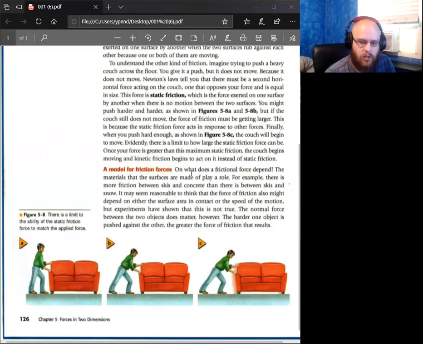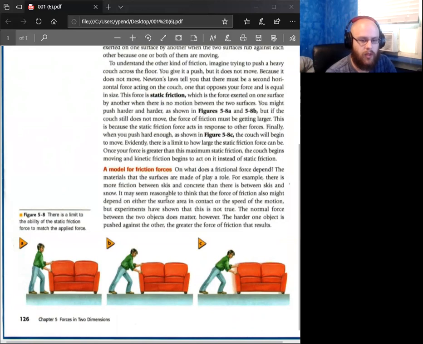What does frictional force depend on? Earlier, with the example of walking on ice, I was thinking that the surface that the object was on plays a role. Maybe the size of the area of contact or the amount of weight that the object has also plays a role. The materials that the surfaces are made of play a role. For example, there is more friction between skis and concrete than there is between skis and snow.